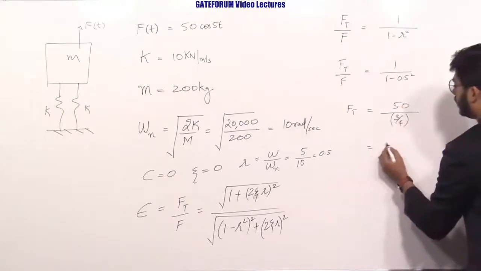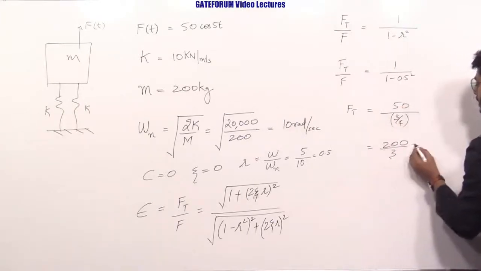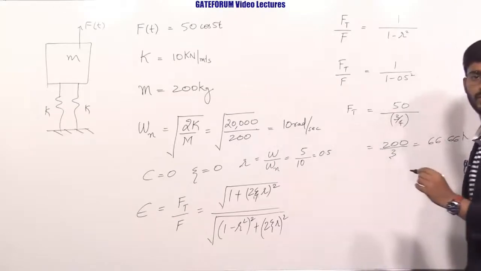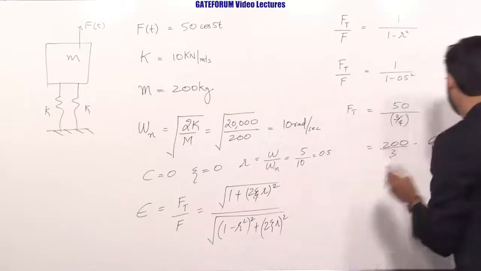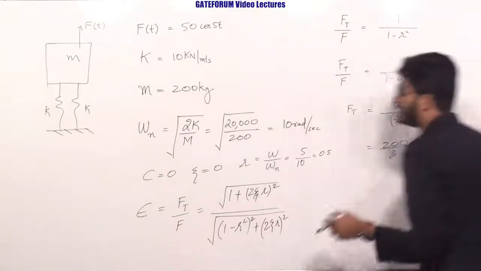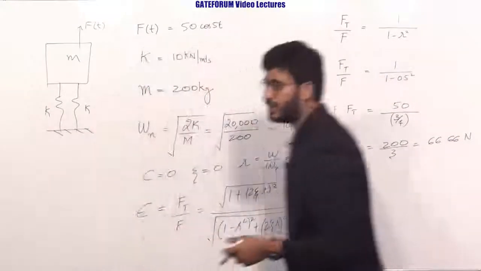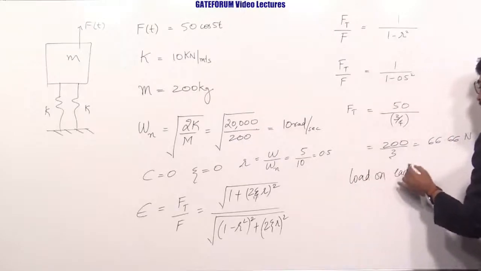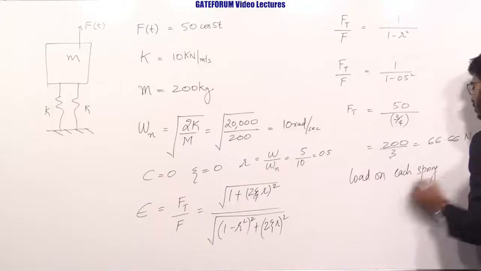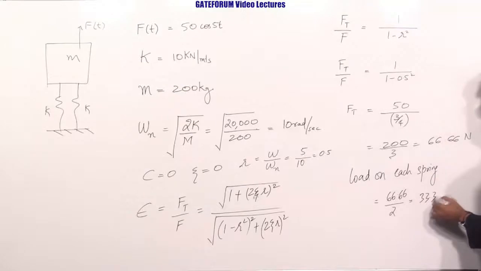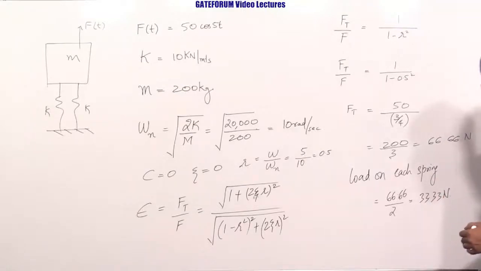So f of t will be 200 by 3, which is approximately equal to 66.66 newtons. Since f is given in newtons, this will be 66.66 newtons. So these two springs will be sharing a force of 66.66. So the load on each spring will be 66.66 divided by 2, that is 33.33 newtons. This is the end of the answer.